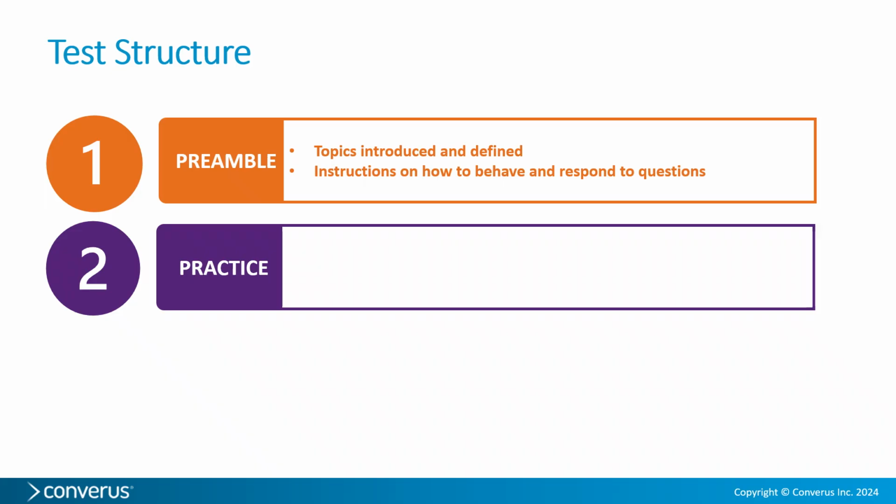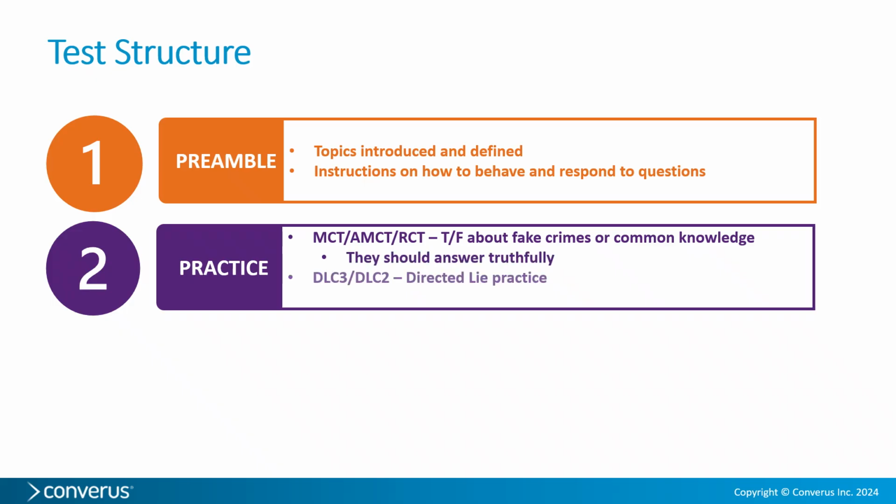It is used to get the examinee accustomed to reading and/or listening to questions and responding by clicking the mouse or keyboard. The practice test for MCT, AMCT, and RCT test has random true-false questions about fake crimes or common knowledge topics. The examinee should answer these truthfully. For the directed lie protocols, it will be some practice directed lie questions. The examinee should answer these as directed, which is to lie to them.